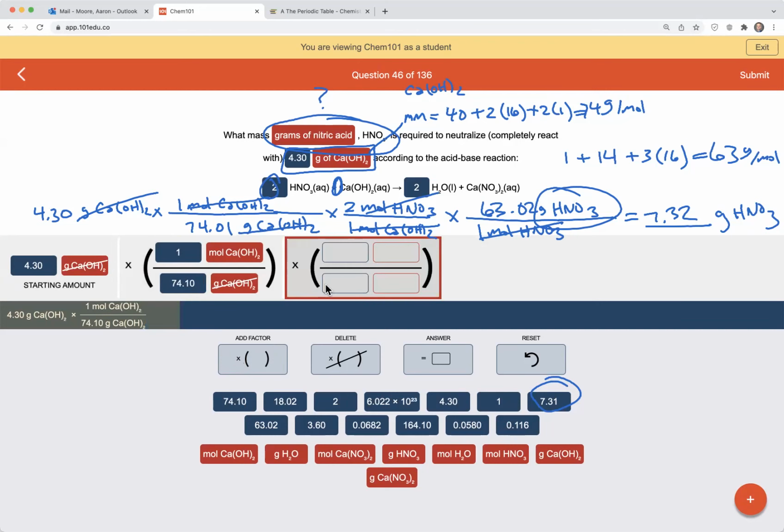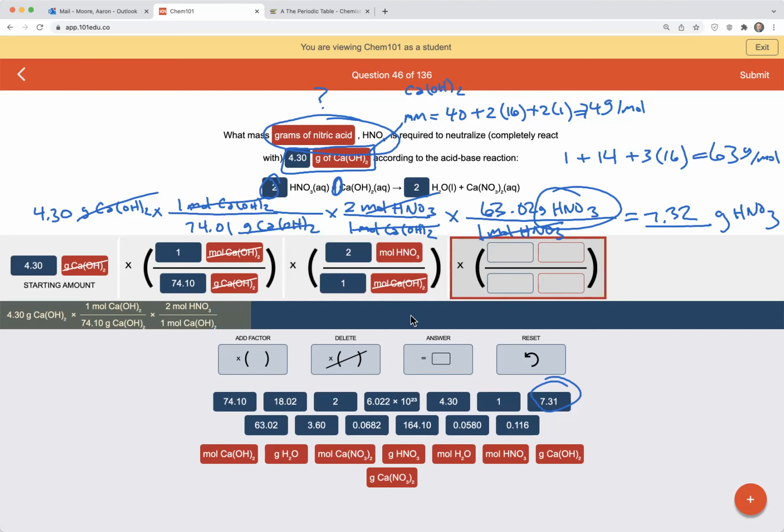Okay. And so, as I said, now the next step is to convert between talking about the calcium hydroxide into talking about the nitric acid. So 2 is the right ratio. 2 moles of HNO3 react with 1 mole of calcium hydroxide. Where'd it go? There it is. Okay, so now units of moles of calcium hydroxide cancel.